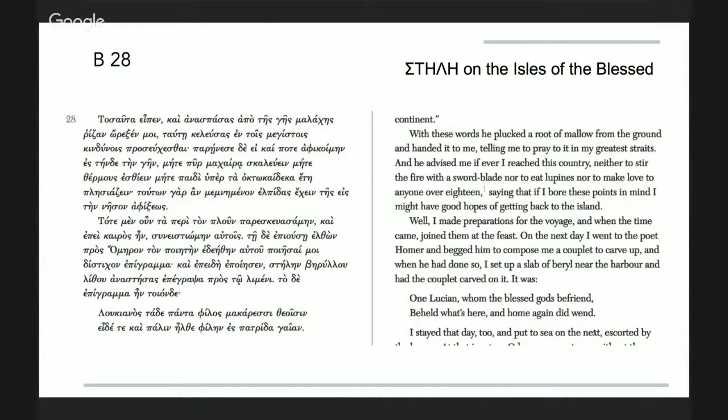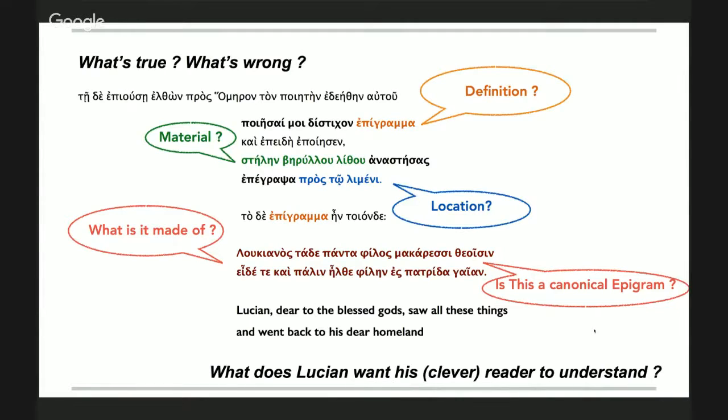In the second book, chapter 28, the stele on the Isle of the Blessed, l'île des Bienheureux, the people who are dead but were the VIPs, very important people, all gathered together in death. So if we take this particular passage, we will ask the same question: what is true? What is wrong?